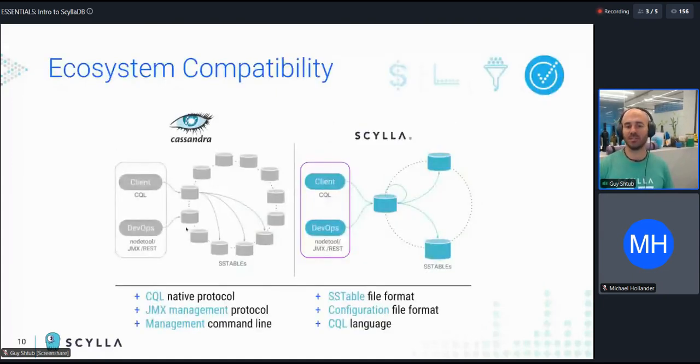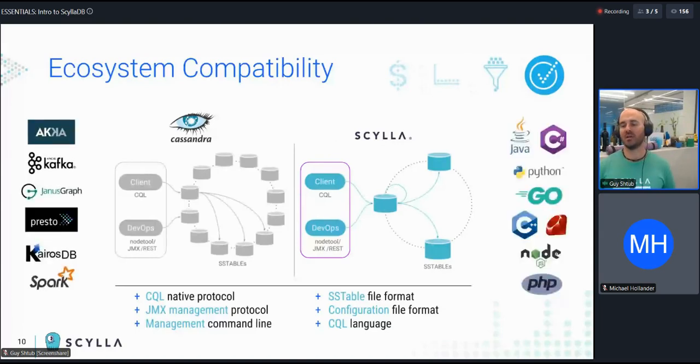In terms of ecosystem compatibility, I mentioned compatibility with Apache Cassandra, which is quite a popular database. So if you have a driver or a third-party software that works with Apache Cassandra, it will work with ScyllaDB as well. In addition to that, we have ScyllaDB optimized drivers, which utilize things like the shard per core architecture to improve the performance even more. I won't go into all of these, but you can find the examples in the documentation and on ScyllaDB University.